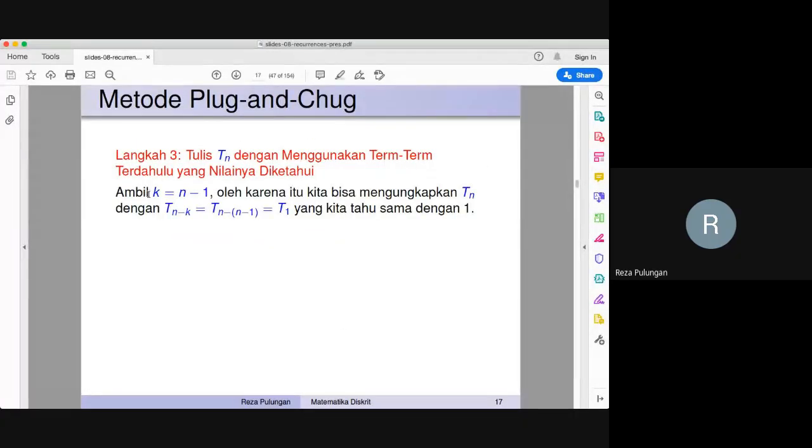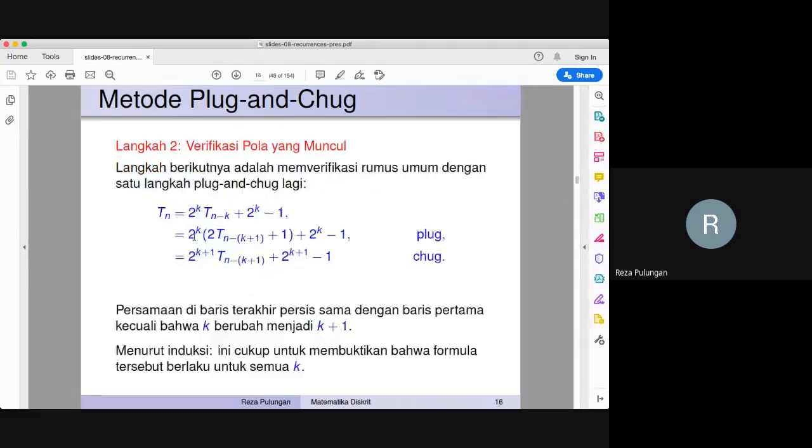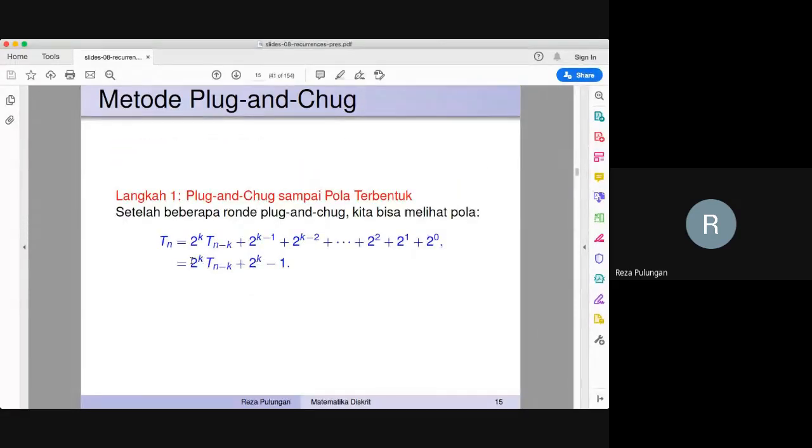The slide says to take k is equal to n minus 1. If you take k is equal to n minus 1, then we can basically express Tn right now by Tn minus k, which is equal to Tn minus (n minus 1), which is equal to T1. You know what is the value of T1. Yeah? So let me return again to here. This is Tn, which is the result 2 to the power of k, Tn minus k, plus 2 to the power of k minus 1.